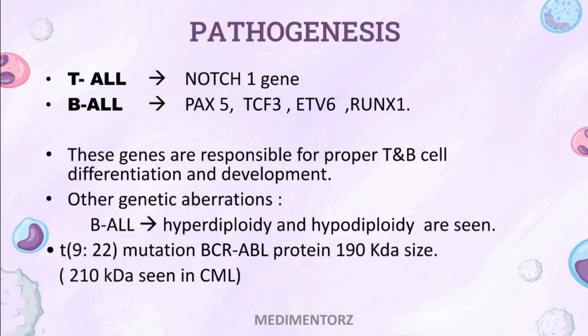The pathogenesis of ALL. In T-ALL, we have Notch1 gene mutation, whereas in B-ALL, we have PAX5, TCF3, ETV6, and RUNX1 gene mutation. These genes are responsible for proper T and B cell differentiation and development. Other genetic aberrations in B-ALL include hyperdiploidy and hypodiploidy. And also there is t(9;22) mutation, which has this BCR-ABL protein, also known as Philadelphia chromosome, of 190 kilodalton size. The point to be noted here is, in chronic myeloid leukemia, we have this Philadelphia chromosome, but it is of 210 kilodalton.